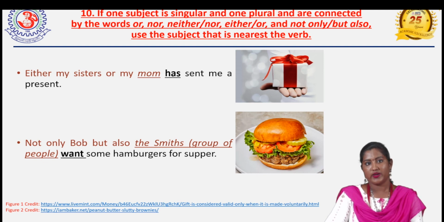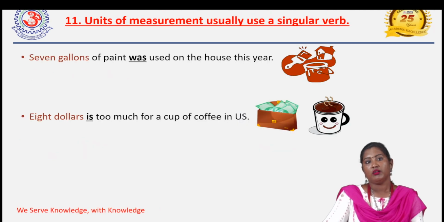We'll move to the next one. Units of measurement. I think this is very good to know. Units of measurement usually use a singular verb. For example, 7 gallons of paint. Whatever the count is, 10 gallons or 6 gallons, we need not mind. This gallons should be considered singular. 7 gallons of paint was used on the house this year.